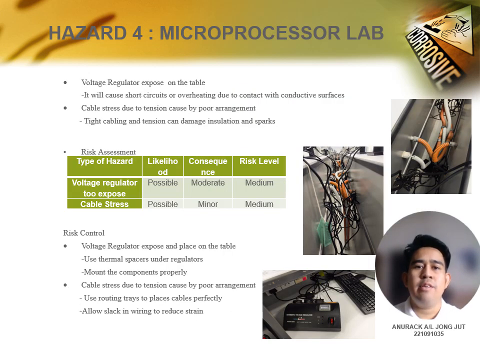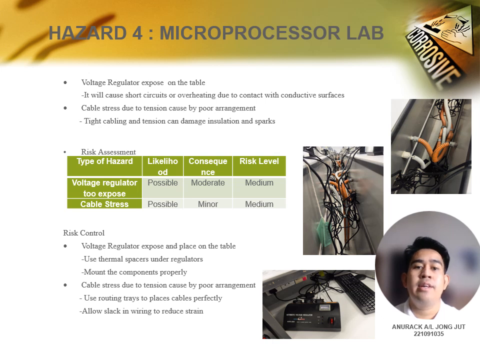So the next hazard that we studied is hazard 4, which is in the microprocessor lab. This lab has two hazards that we have identified. First is the voltage regulator exposed on the table. Based on the figure below, we can see that the regulator is exposed to the table. It might cause a short circuit and overheating due to contact with the conductive surface. As we know, all the labs use wooden tables, so if it overheats, it might burn the lab.